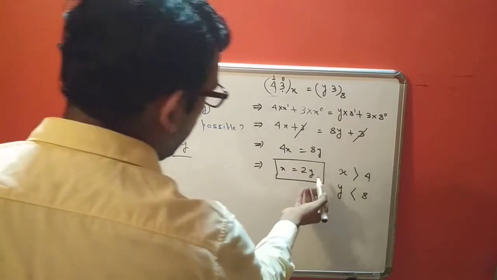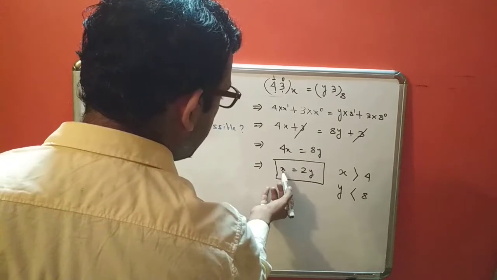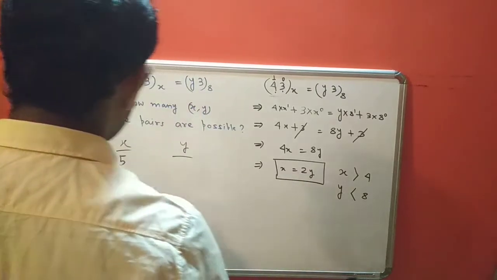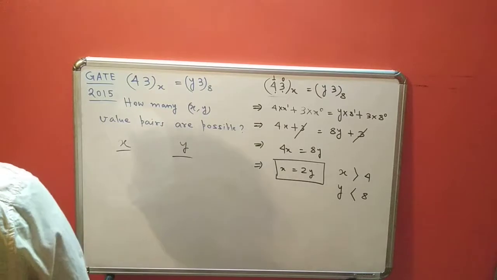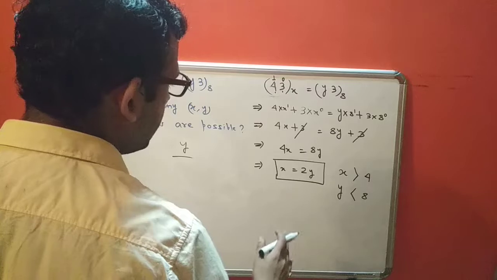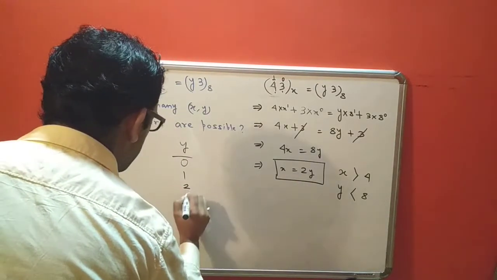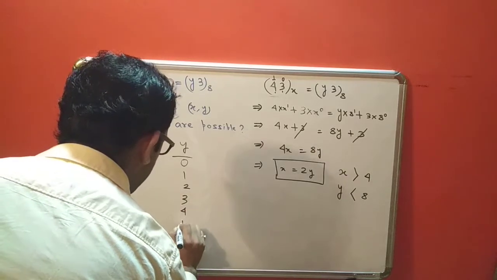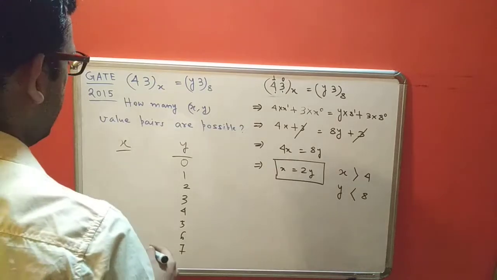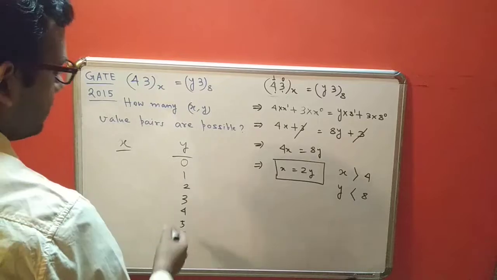And as it is, y is my independent variable, x is my dependent variable. X is depending on y for its existence. So I can start by giving values to y. So what are the possible values that y can take? Y can take values starting from 0 till 7. So I'll just list them out one by one: 0, 1, 2, 3, 4, 5, 6 and 7. And let's see if x can take in the double of these values of y.